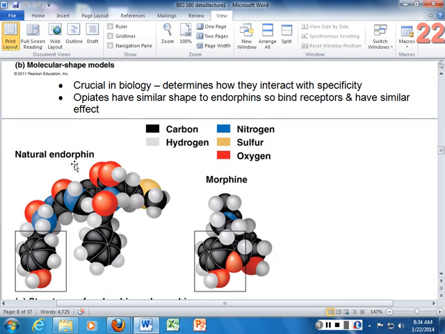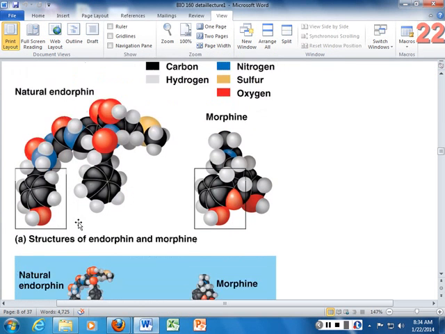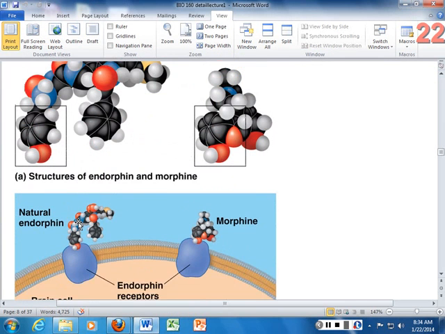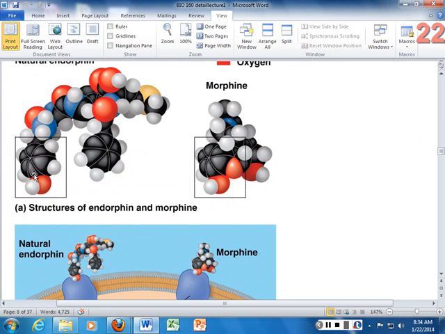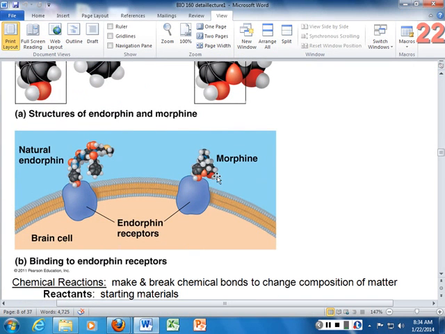An example would be morphine, which is very similar in shape in the key bonding area to the endorphin. If you look at this area here in the box on the endorphin and on morphine, they look really similar. In your brain, you've got receptors for the endorphins. This is showing the endorphin bonding in the receptor, but the morphine can also bond in the receptor. That's the mechanism that a lot of drugs use: they will fit into a receptor for something that's naturally occurring in the body.